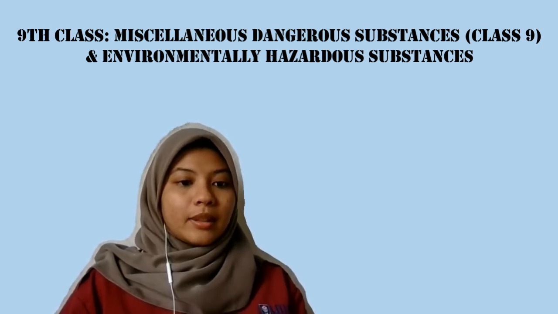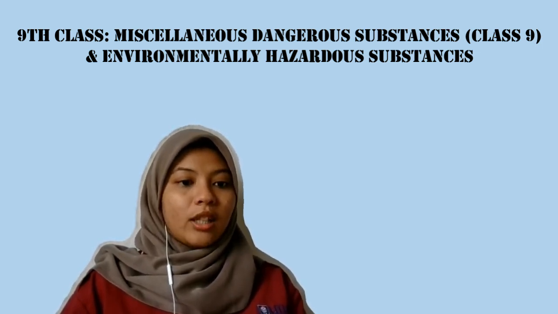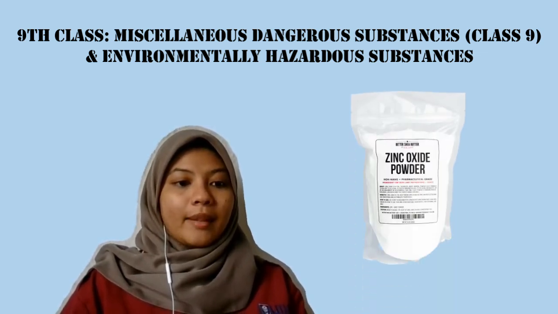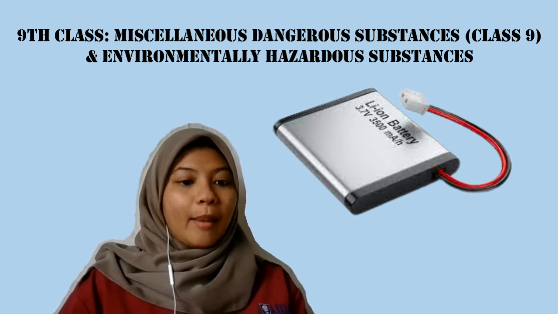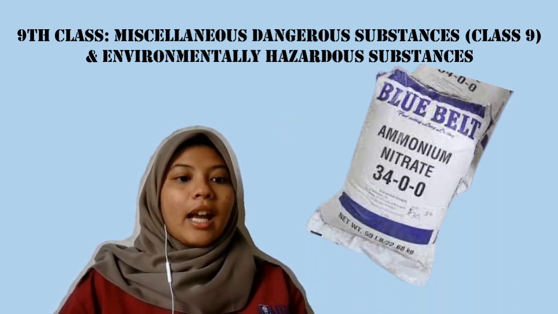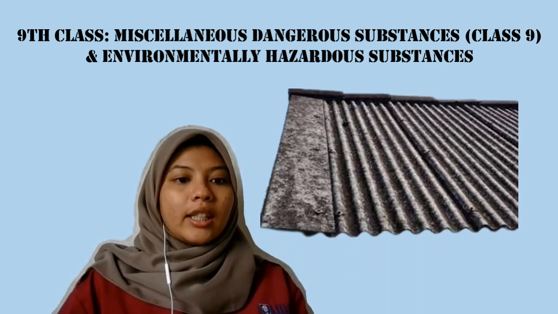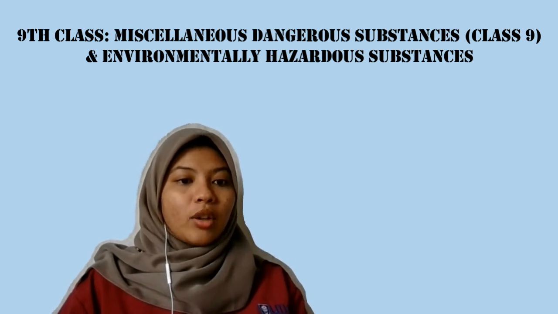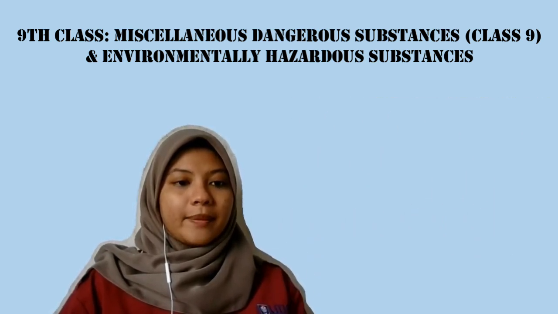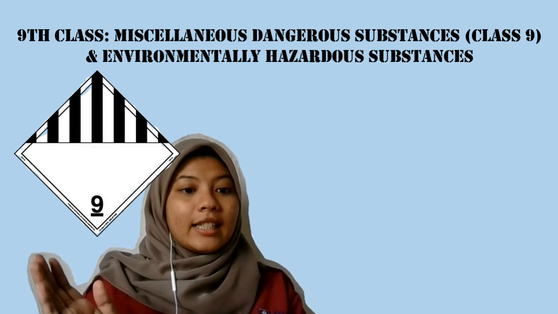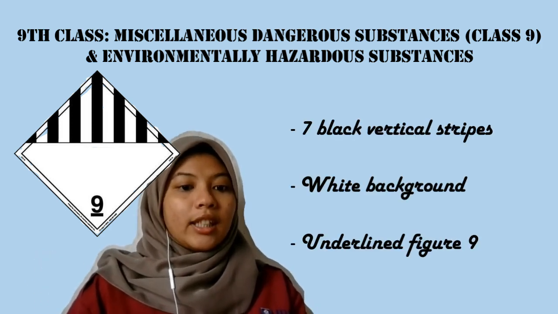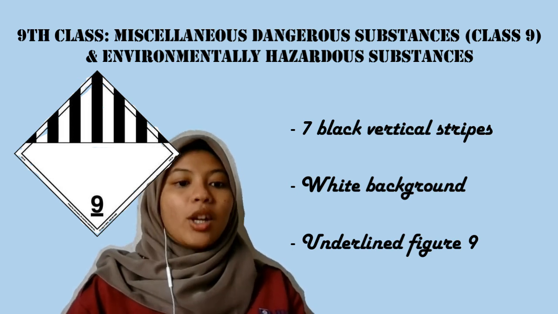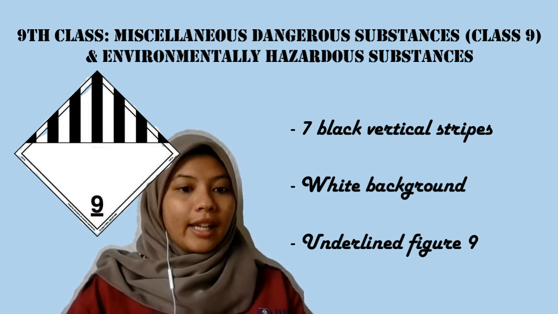Some common examples of Class 9 goods include zinc oxide, airbag inflator modules, lithium-ion batteries, ammonium nitrate fertilizer, asbestos, genetically modified organisms and microbes, and lastly, dry ice. This is the hazard symbol for Class 9 dangerous goods. It has 7 vertical stripes on the upper half in black with a white background and an underlined figure 9 in the bottom corner.